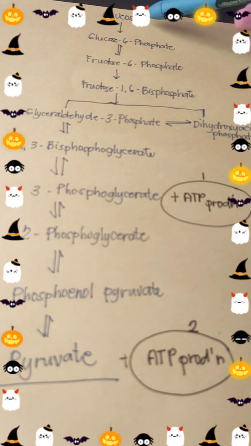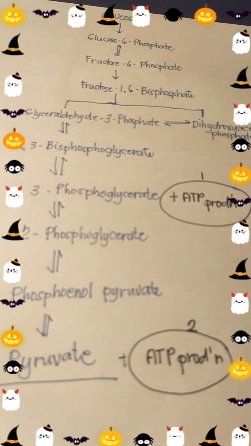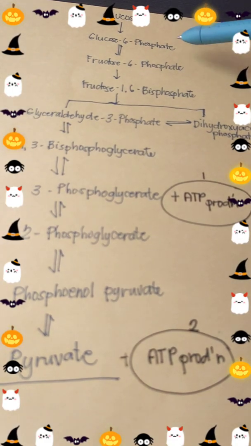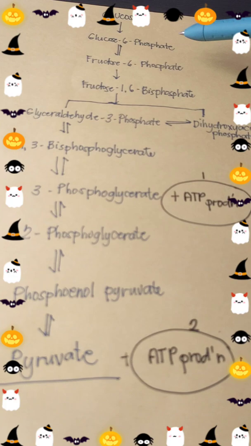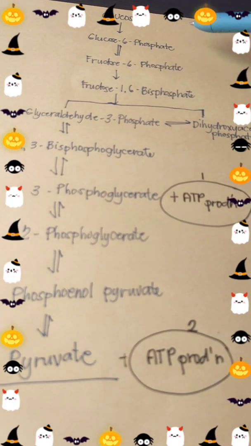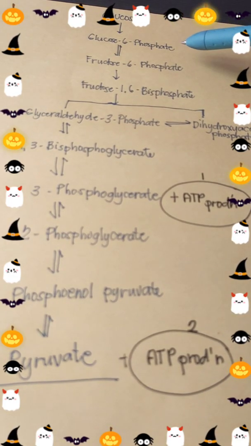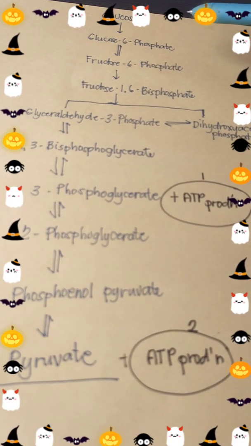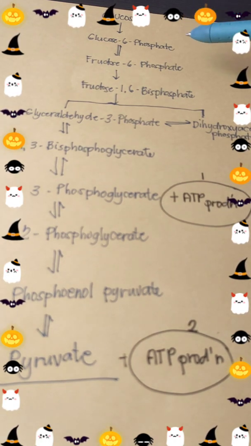Okay, so let's start with the glucose. Your glucose in this reaction will be converted to glucose 6-phosphate. Take note that glucose 6-phosphate is the phosphorylation of glucose. We know why we have phosphorylation, right? For a substrate to become active and be used, we have to phosphorylate that substrate. Now, this is happening in the cytosol. Everything is happening in the cytosol.